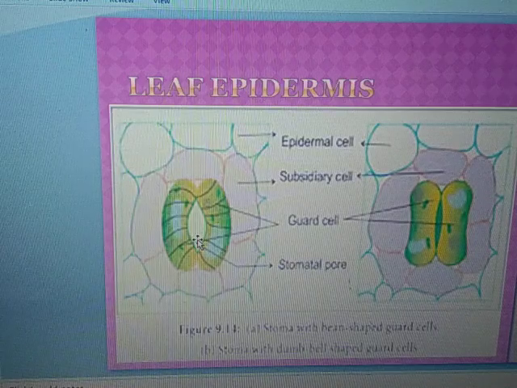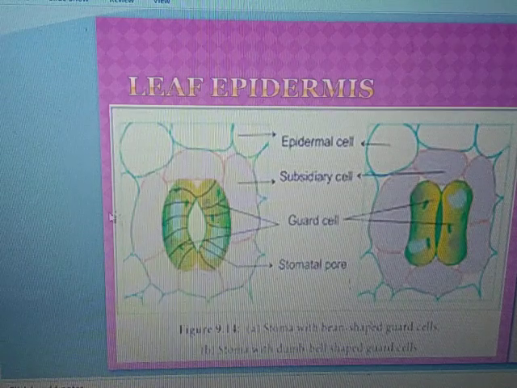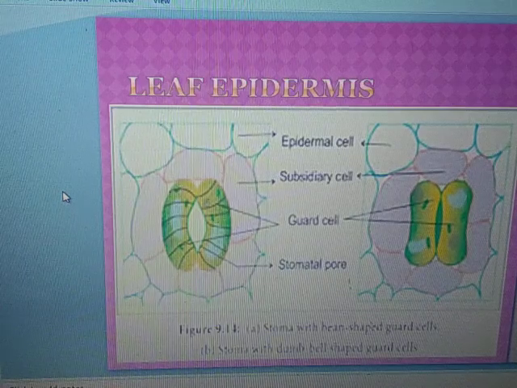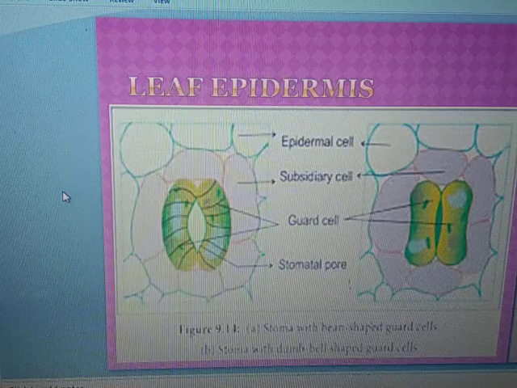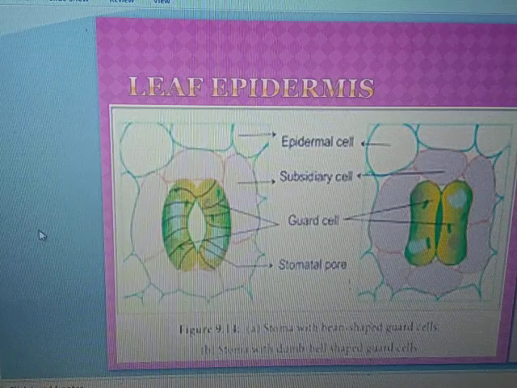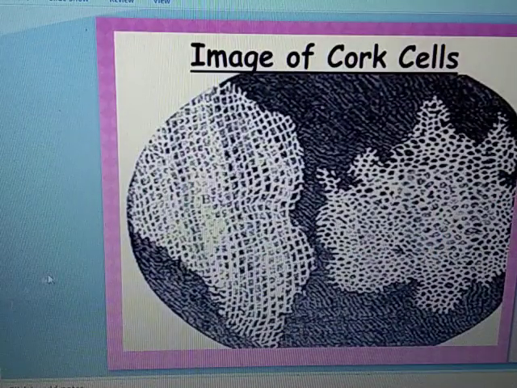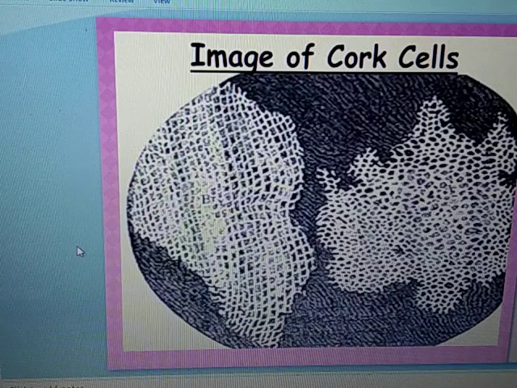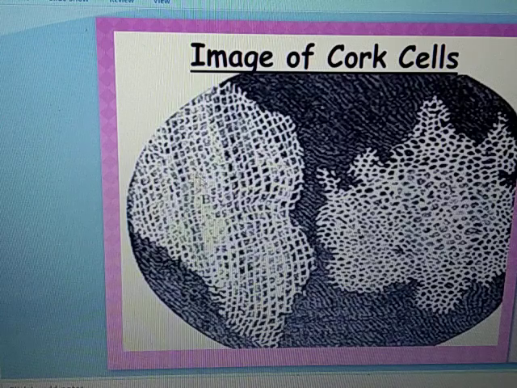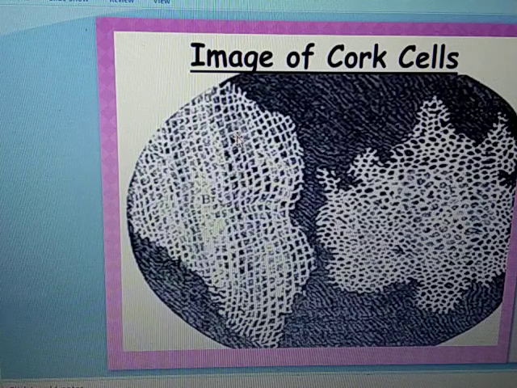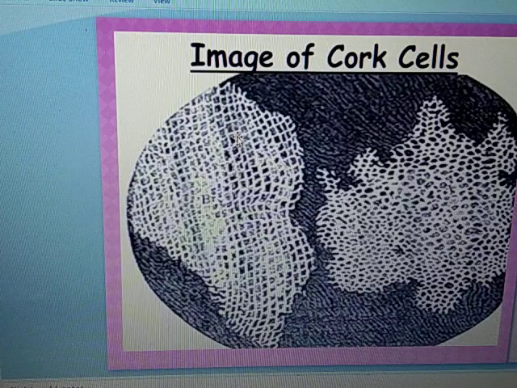Now, the root epidermis. If you see the root of the plants, the root epidermis helps in the absorption of minerals and water. The suberin that is present in the cork cell makes it impervious to gases and water. It does not allow gas or water to enter through the cork cells. Suberin prevents the entry of air and water. So this was about the epidermal tissue.